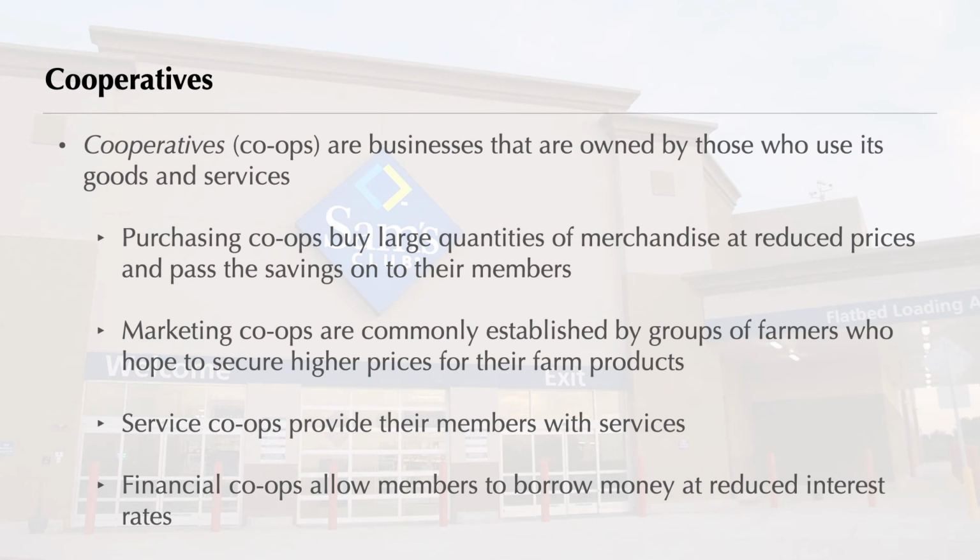Some businesses are organized as cooperatives, or co-ops, businesses that are owned collectively by their members. For example, residents of an apartment building may join together to buy their building as a housing cooperative, rather than allow it to be purchased by a shopping mall developer.